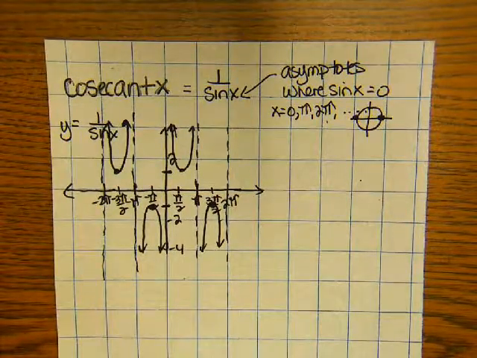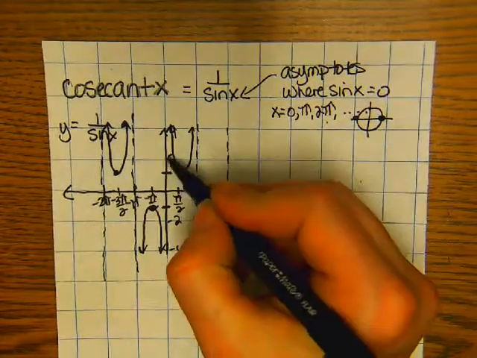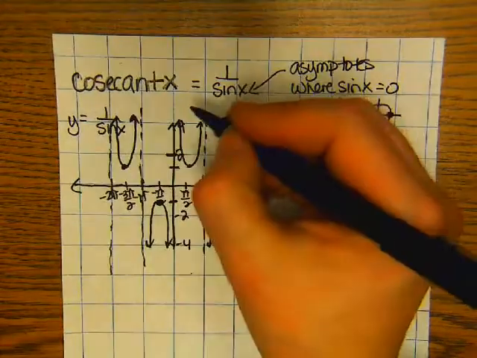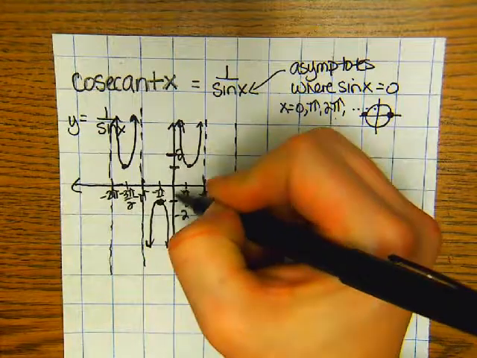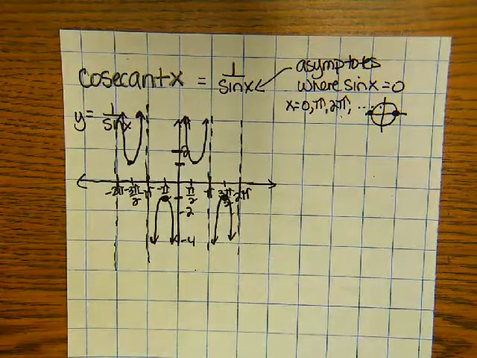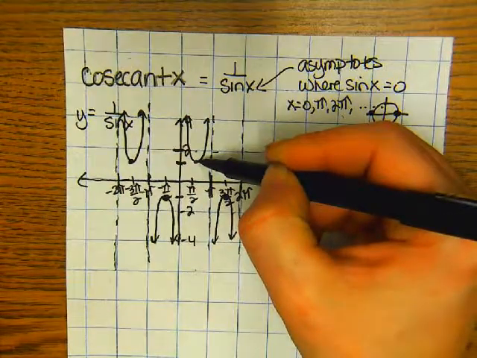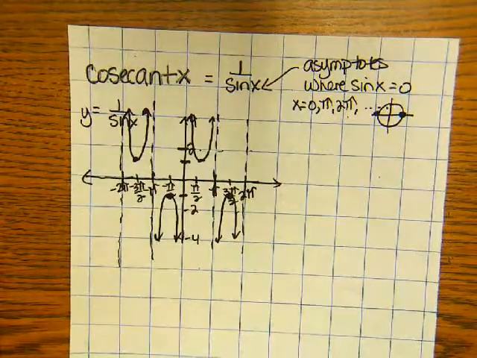What's that? They're not. 2 is here. So I just added a tick mark there. 2 is at this line right here. These are at 1 and -1.